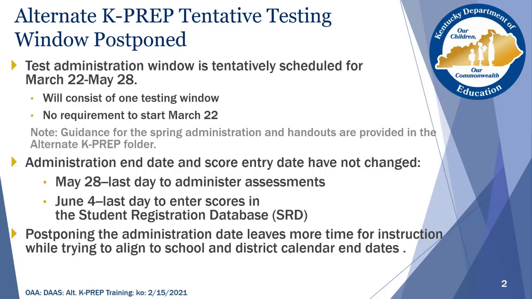The intention behind postponing the window was to allow as much time for instruction as possible. With the impact COVID has had on schools and districts this year, our intention was to grant as much flexibility as we could while still following guidelines set in place at a state and national level. As I shared in the previous slide, please note the message here to visit the folder with handouts for the alternate K-Prep.